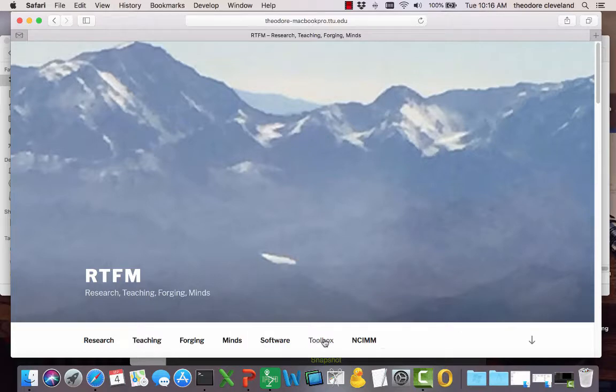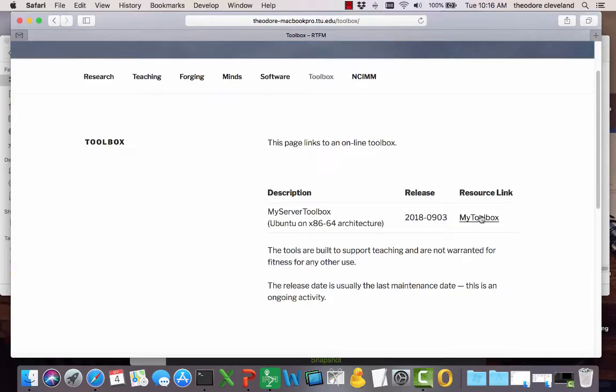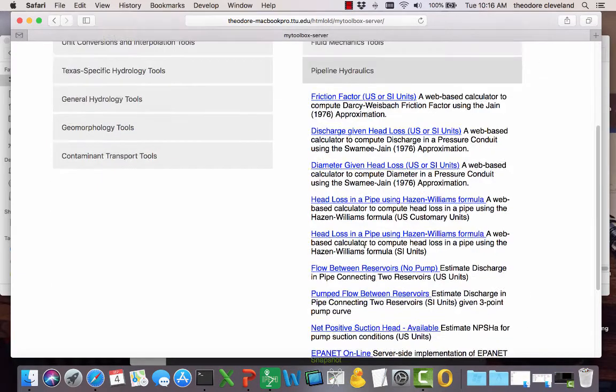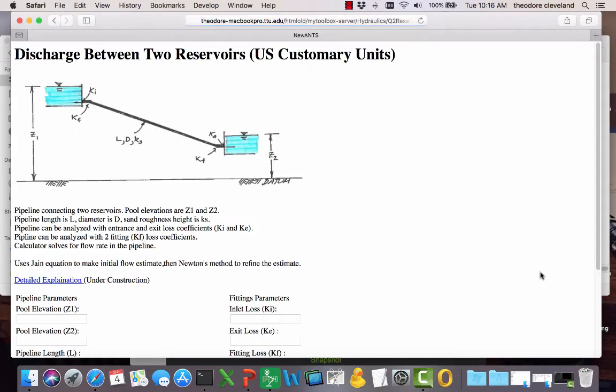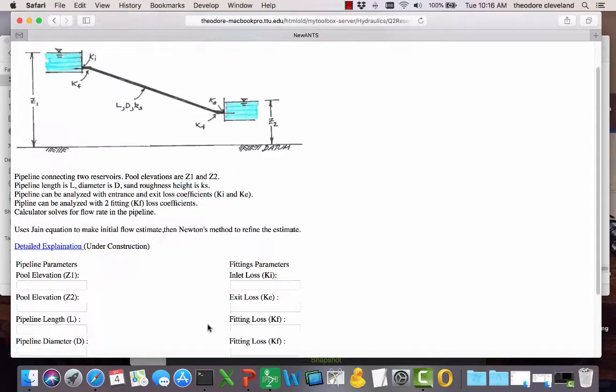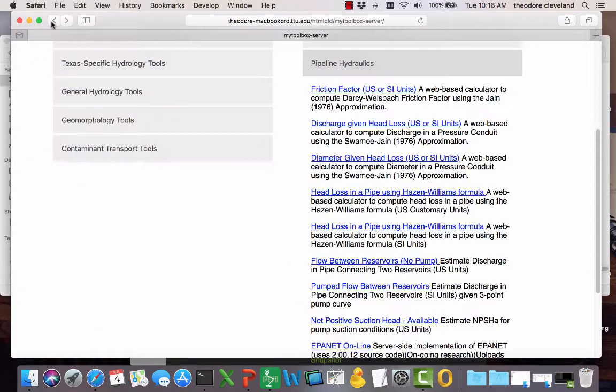If we go to the toolbox, we're going to look at flow between two reservoirs with no pumps, and this is the same problem. We're going to have to look up two values. We need to know the kinematic viscosity, and we'll need to know the sand roughness height. So let's first get the kinematic viscosity because that's the easiest.